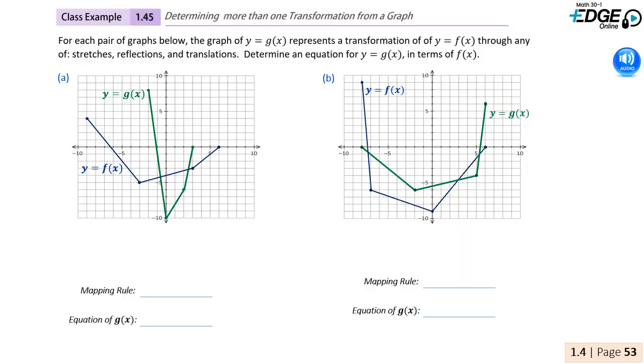Class example 1.45, determining transformations from a graph. Here, we're given pairs of graphs and asked to write the transformed graph in terms of the original f of x. This can be a really tough question because often we don't know where to start. But if we inspect the graph for the various transformations, we should be able to determine which have and have not taken place.